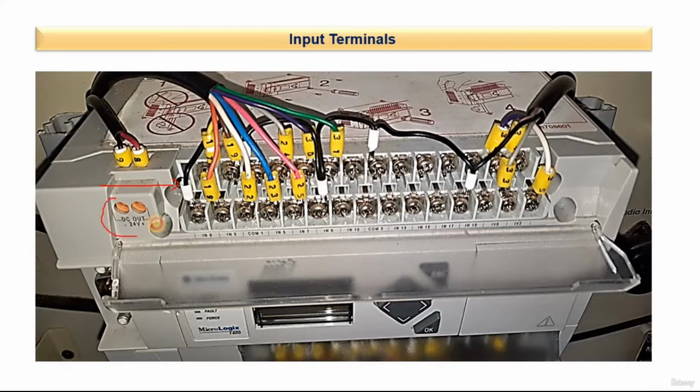So here you will get the positive terminal and the negative terminal in order to provide the 24-volt DC power supply to the PLC. Along with that, this yellow part means what? We can see the numbers in order to know the input terminal, to which we have connected the field input devices, right?